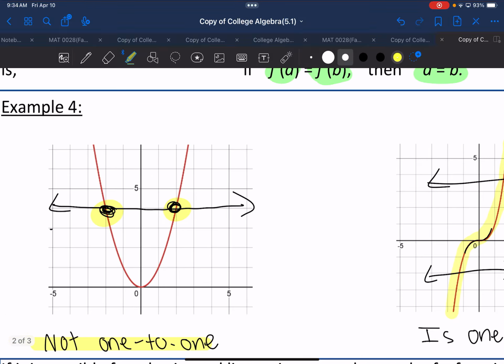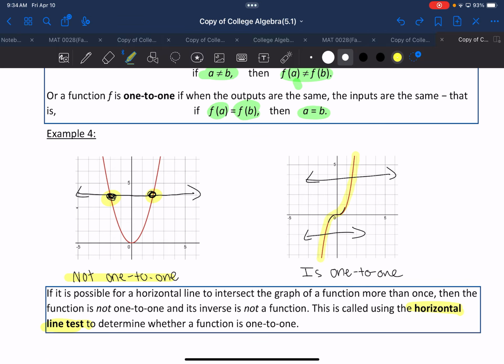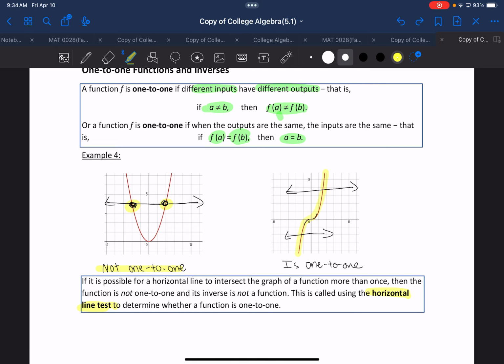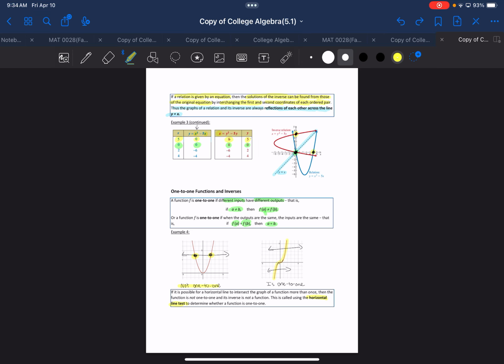But this one, the parabola, is decreasing on the left because it's going down moving from left to right, and then it's increasing on the right. So that one is not one-to-one because it's not constantly increasing or decreasing over its domain. It's doing both. So that's another way you can tell just by looking at a function whether it's one-to-one.